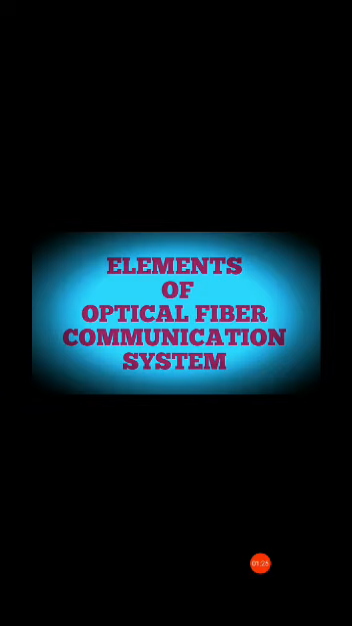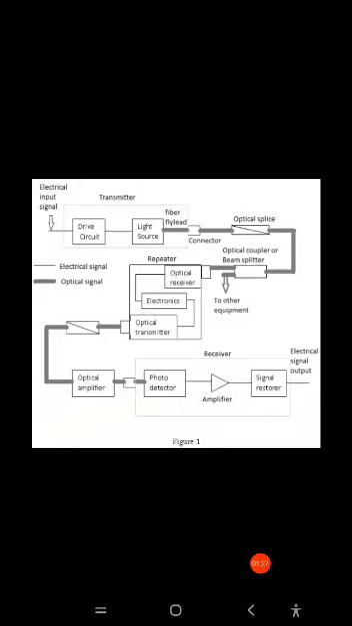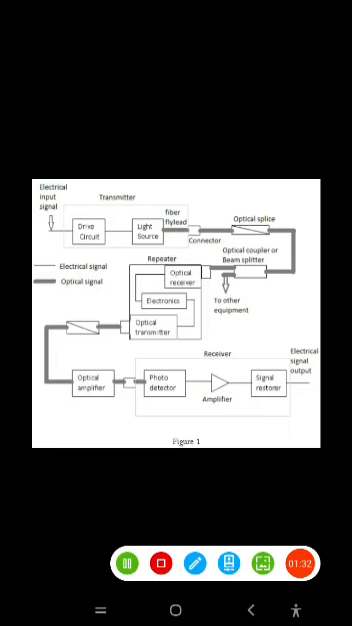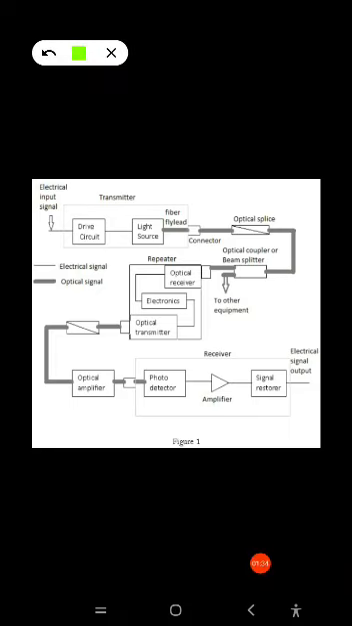Now we'll see the block diagram. This is the block diagram for the optical fiber communication system. If you observe carefully, it has an electrical signal as input and an electrical signal as output. That means the data we are sending from one place to another place is in the form of an electrical input signal.